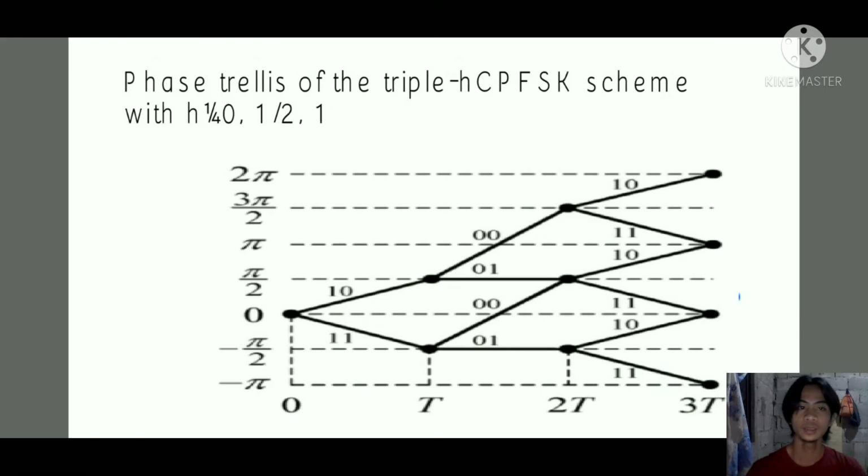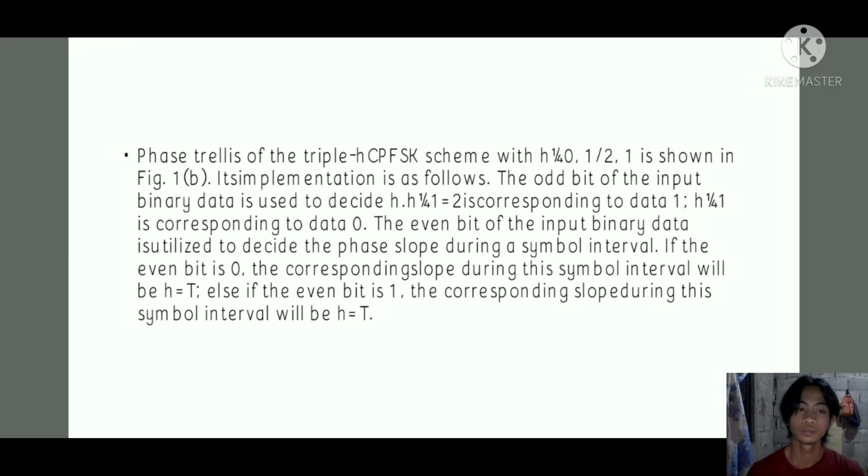So this is the phase trajectory of the triple-h CPFSK scheme with h of 1/2, 1/4, 0, 1/2, and 1. The phase trajectory of the triple-h CPFSK scheme with h of 1/4, 0, 1/2, 1 is shown in figure 1b.